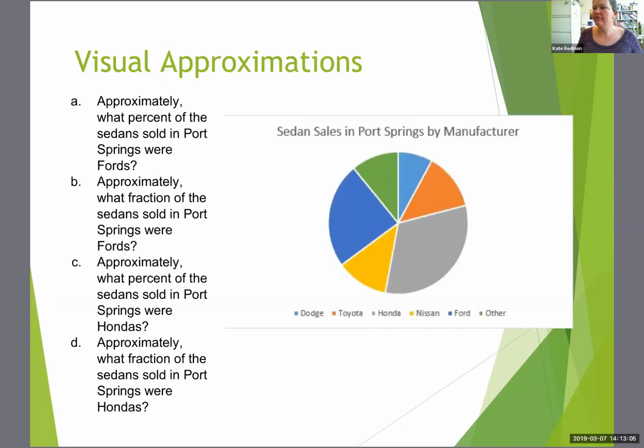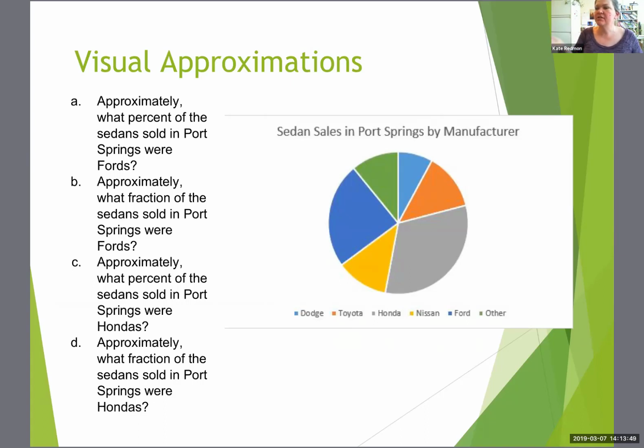So I've got a graph and I've got some questions. Now, before I look at those questions, would you guys just examine my graph for me? Read the title. What does the title say? What is my graph about? Sedan sales in Port Springs by manufacturer. Good, yeah. So it's about how many cars I'm selling here. And then look down at my key. Make sure we know what our colors represent. We can see that the light blue is the Dodges, and the orange is the Toyota, and so on and so forth.